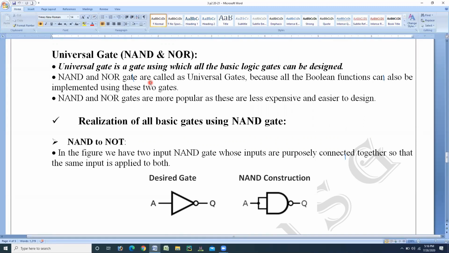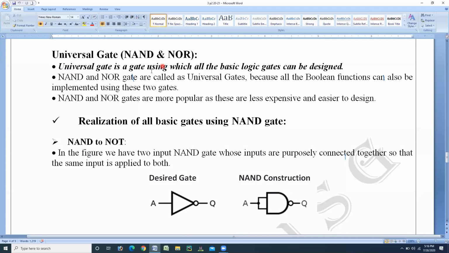Define, or what is a universal gate? At that time, you have to write the definition. That is, a universal gate is a gate using which all the basic logic gates can be designed. This is the definition of universal gate. It means by using the NAND gate or NOR gate, you can design all the basic logic gates.